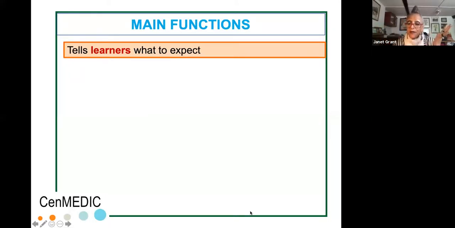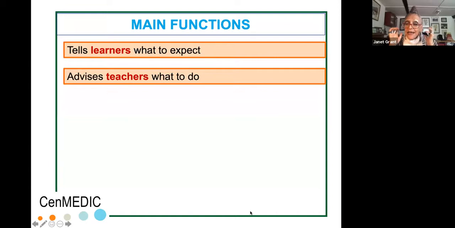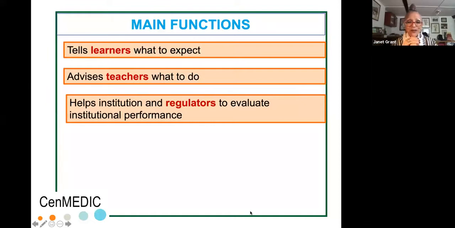It tells learners what to expect. It advises teachers what to do, although I would never, ever tell a teacher what to do. They are the expert. And my hero, Lawrence Stenhouse, do read Lawrence Stenhouse, puts teachers at the center of every curriculum and of every institution. He sees everybody as being in the service of teachers because they know, and I agree with him. I really agree with him. So it advises teachers what to do.